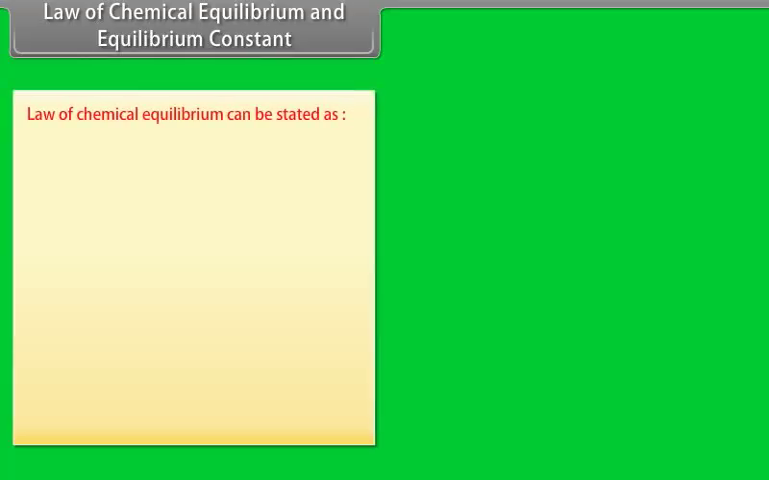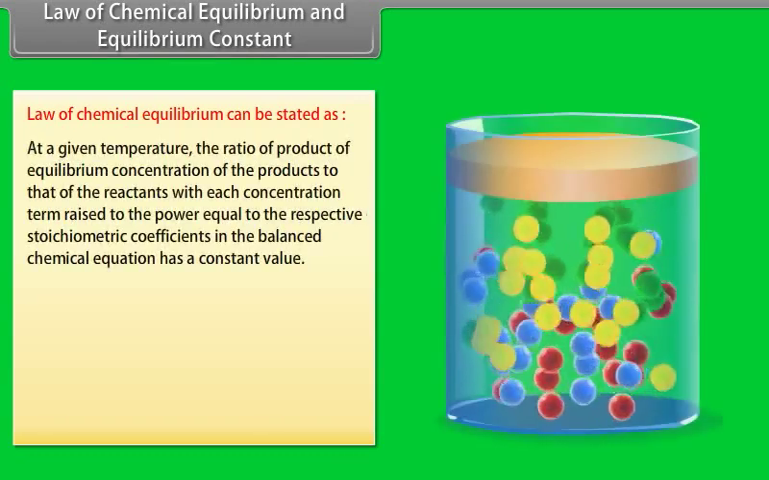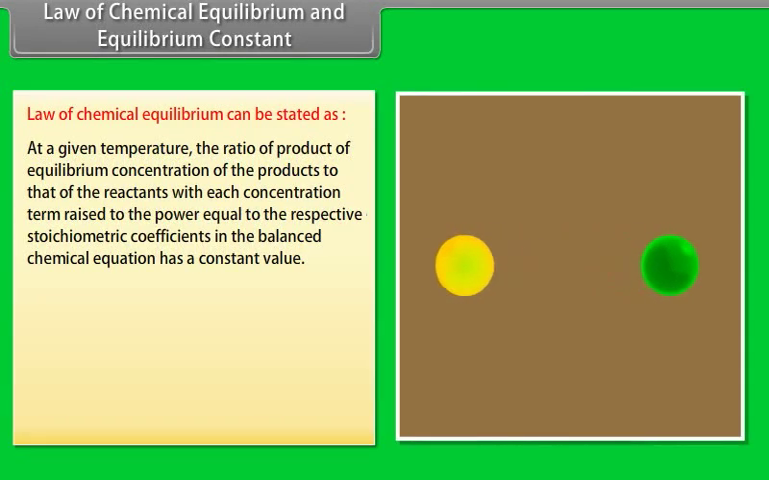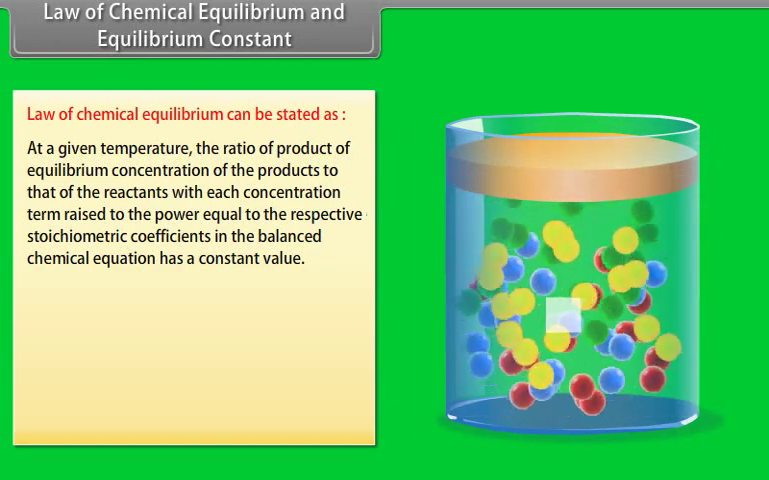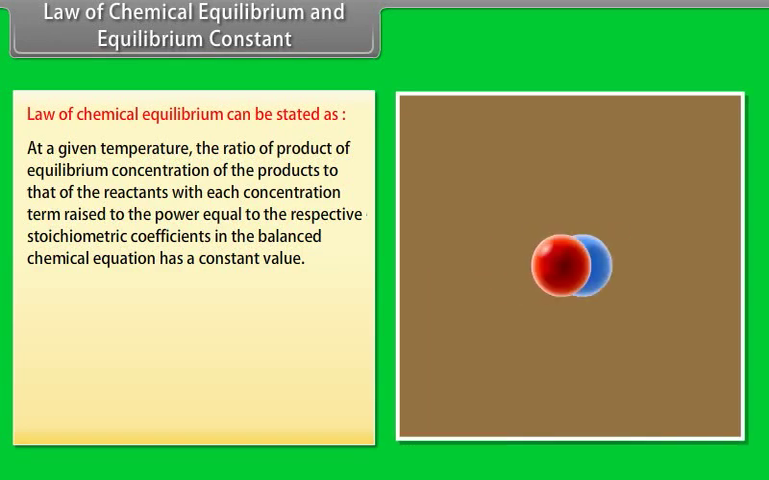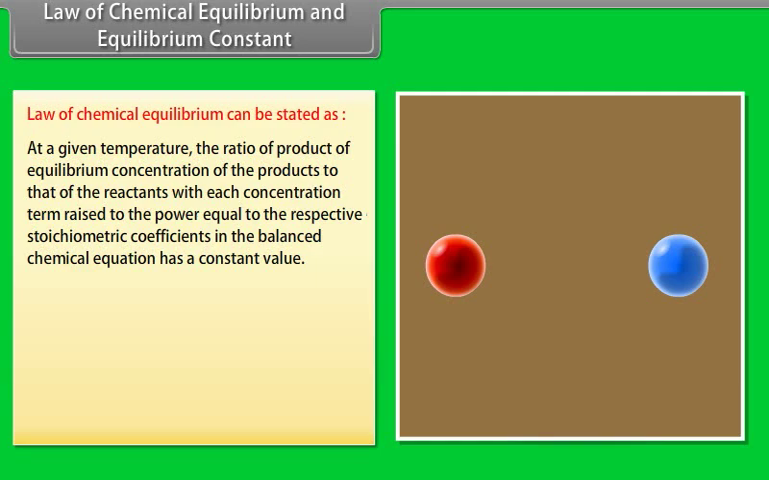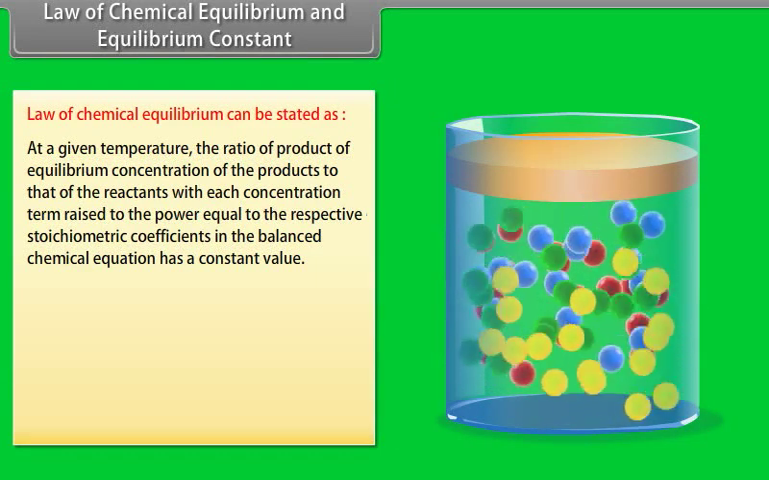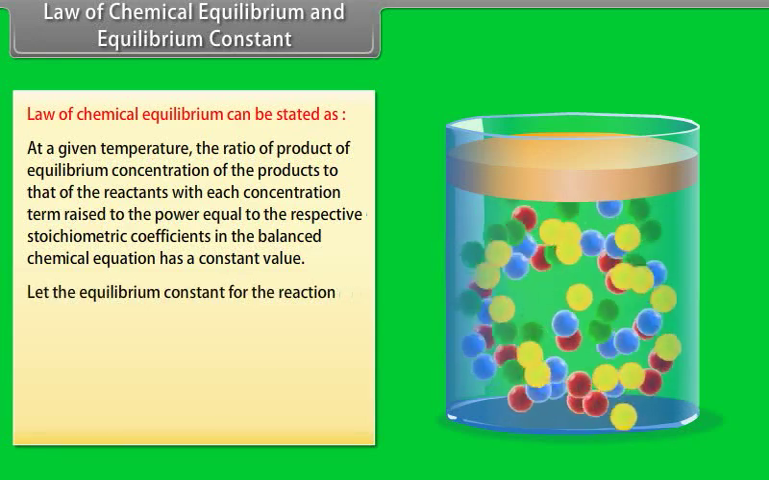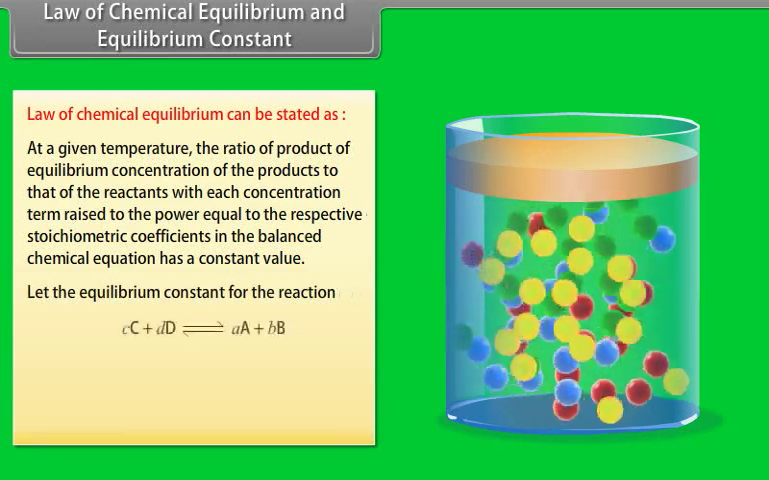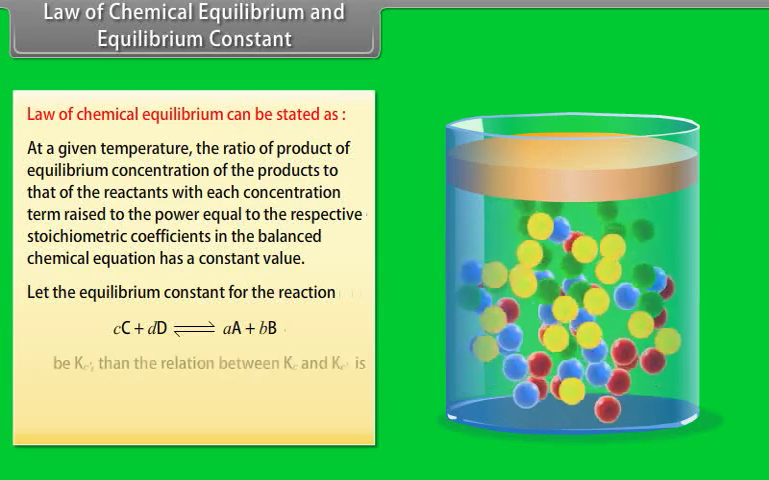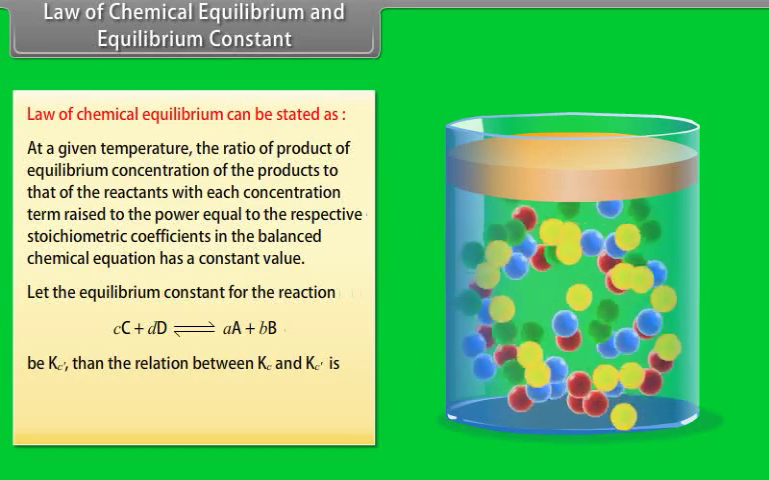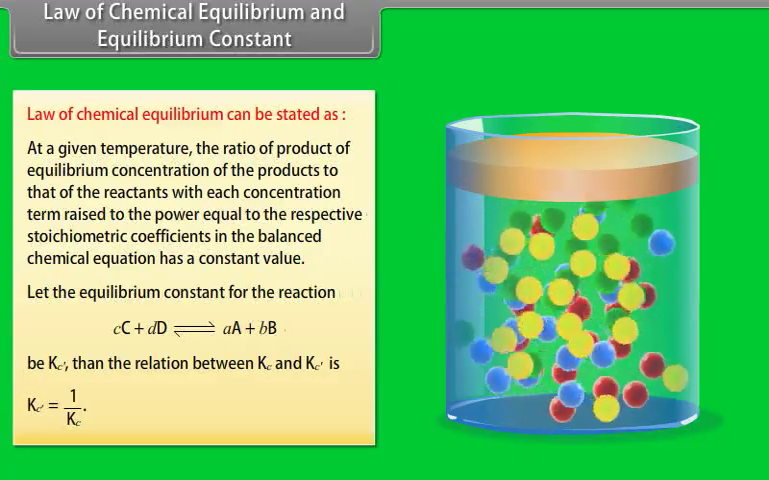The law of chemical equilibrium can be stated as, at a given temperature, the ratio of the product of equilibrium concentrations of the products to that of the reactants, with each concentration term raised to the power equal to the respective stoichiometric coefficients in the balanced chemical equation, has a constant value. Let the equilibrium constant for the reverse reaction be Kc dash. Then the relation between Kc and Kc dash is Kc dash is equal to 1 by Kc.